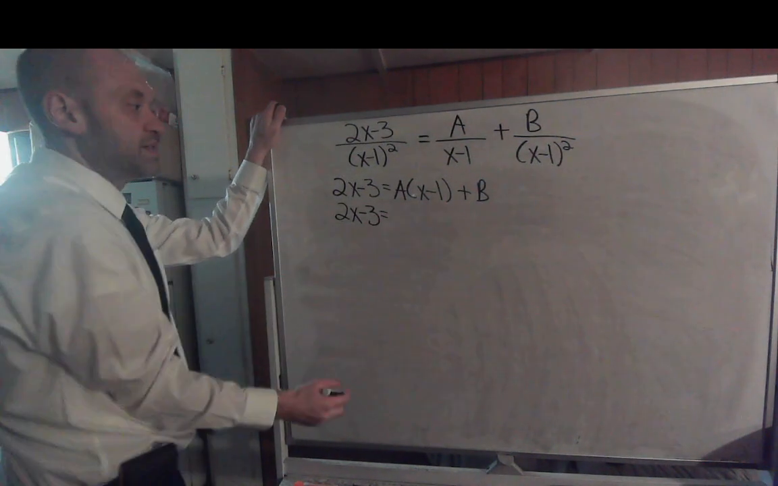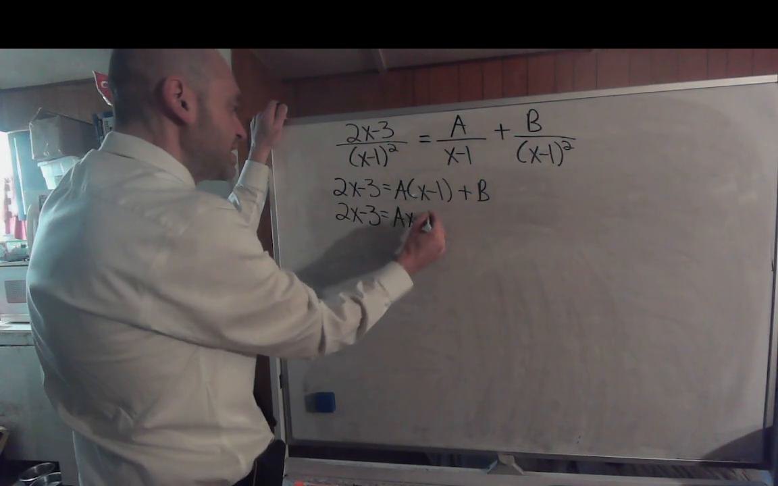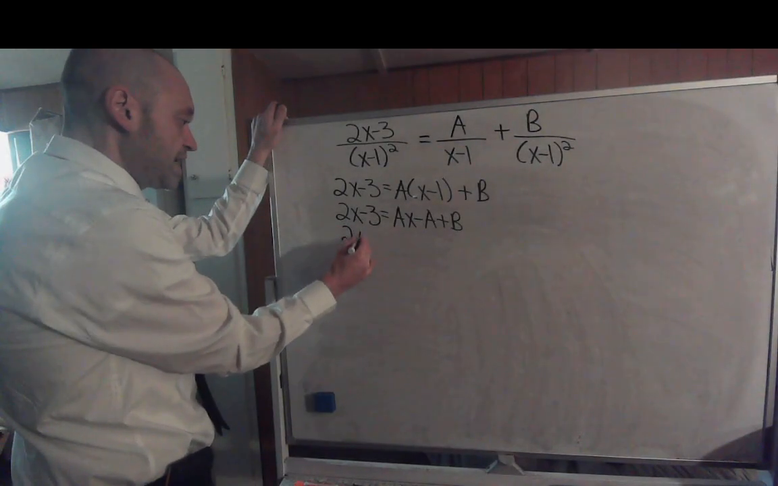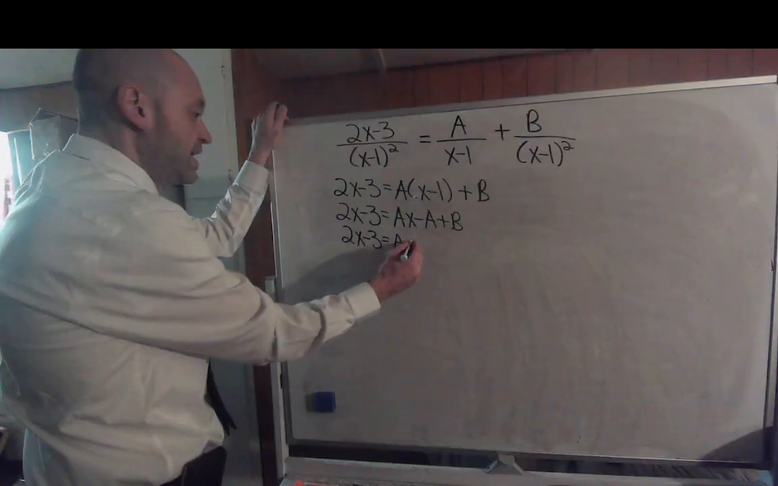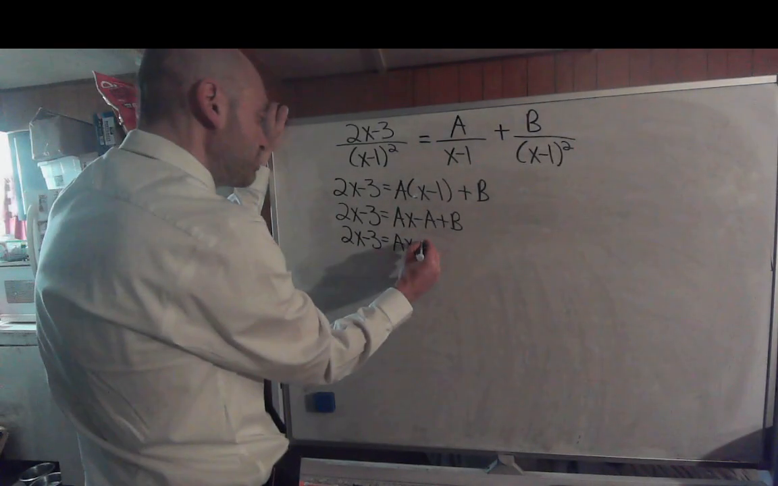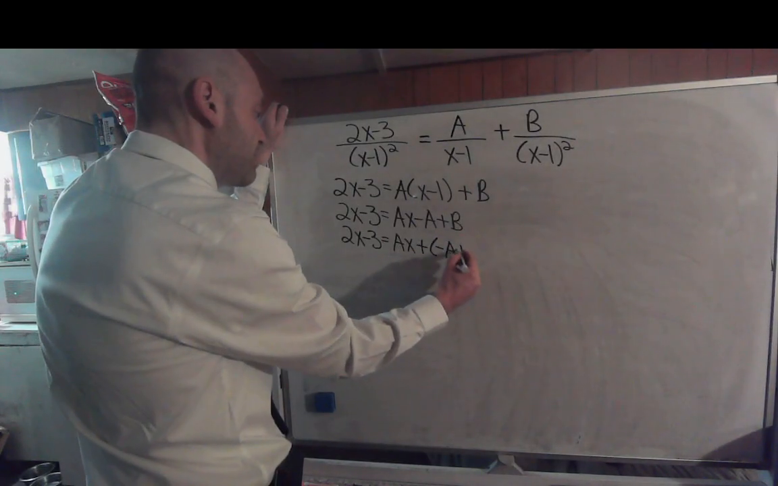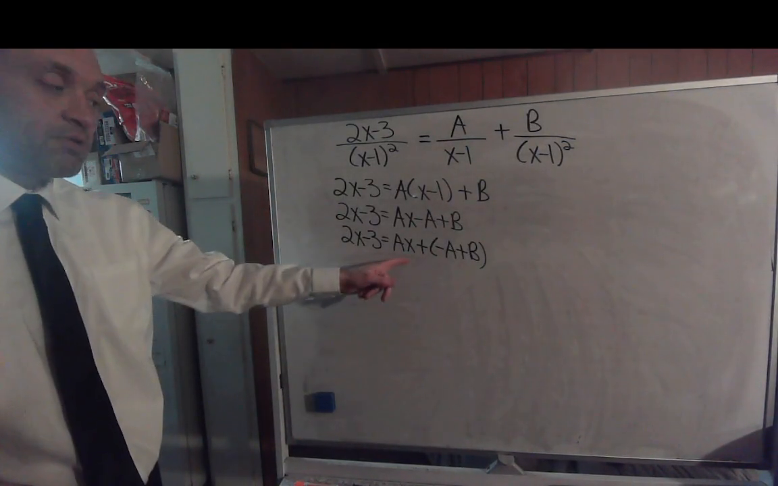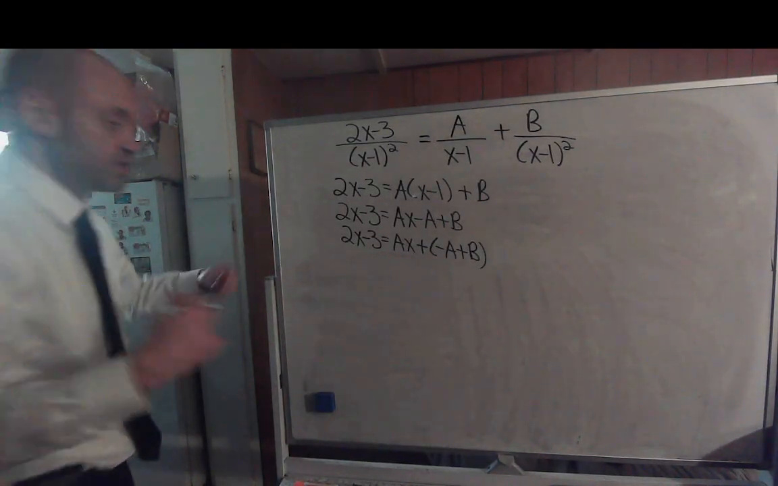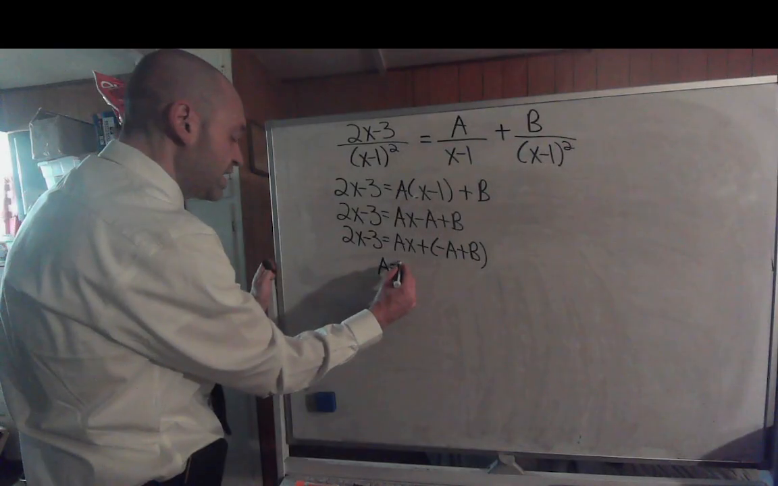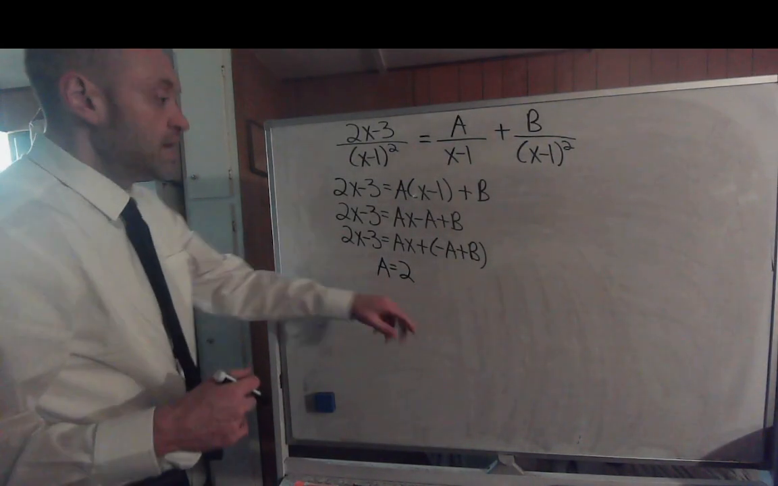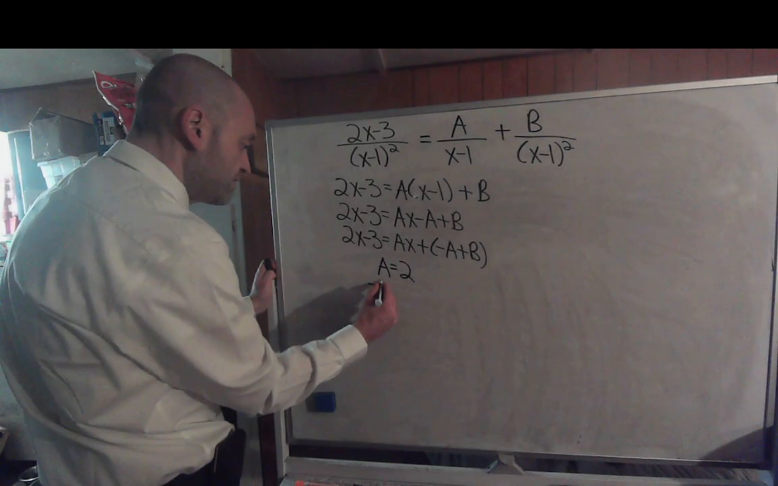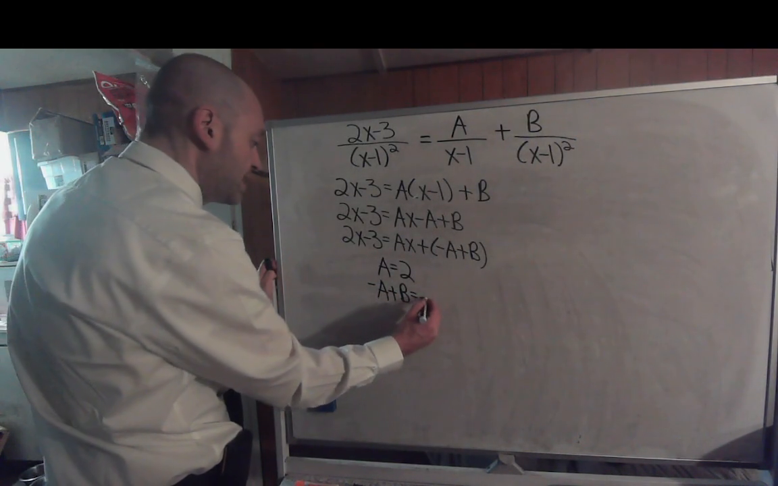So you'll have 2x minus 3 equals Ax minus A plus B, which would mean 2x minus 3 equals that Ax. You only have one x term, plus that negative A plus B. And again, the left side should equal the right, so A would be the coefficient on your x to the first term, which is 2. So right out of the gate, you have that A equals 2. And then that negative A plus B is going to be your constant term on the left-hand side, so negative A plus B would equal negative 3.